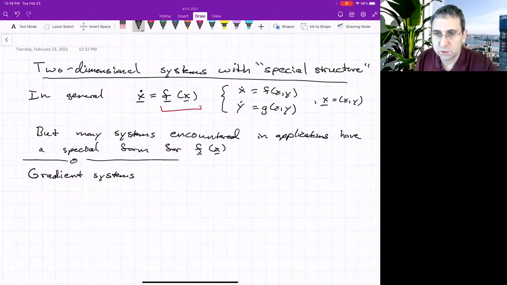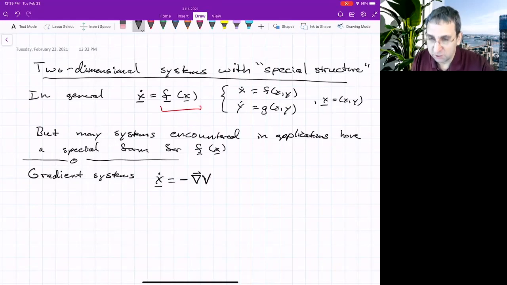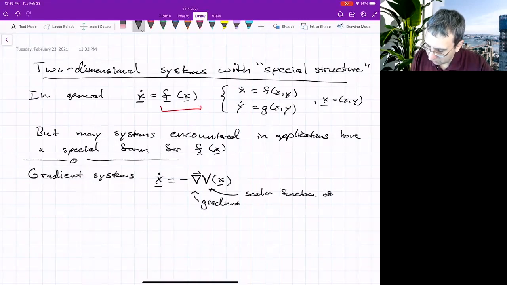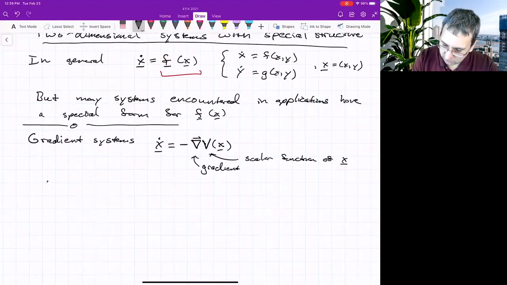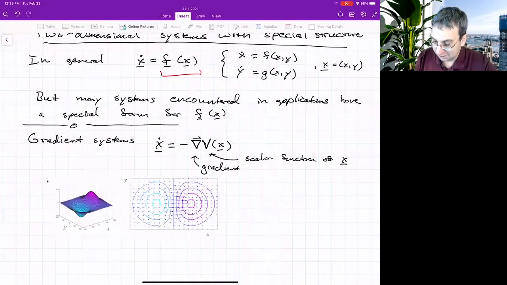Gradient systems are those that have the form x dot equals the negative gradient, this is the gradient operator, of some scalar function v that's a function of x. So we've got the gradient, and then v is a scalar function of the two-dimensional position in phase space x. So what would we get from something like this? Let me show you an example of a function v and its gradient.